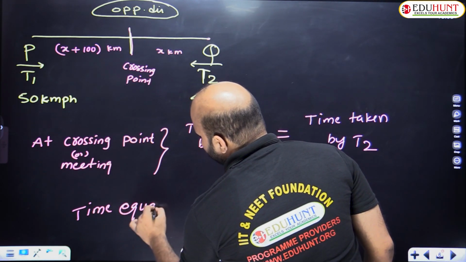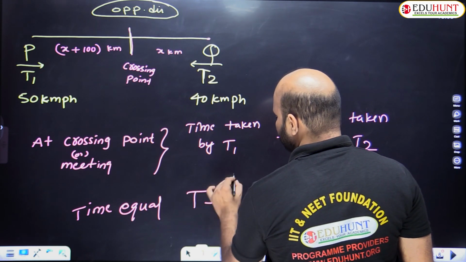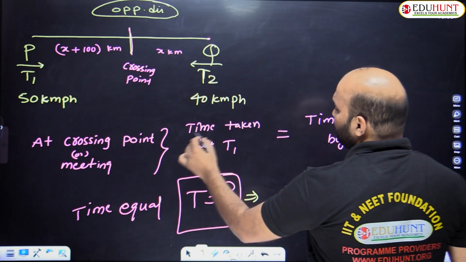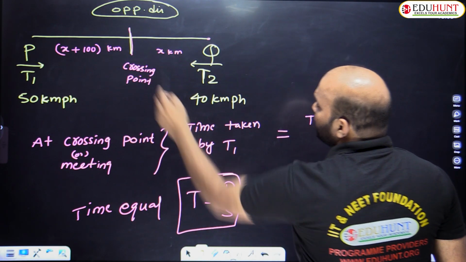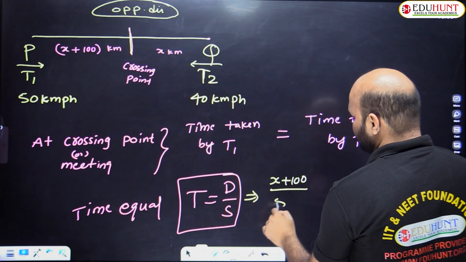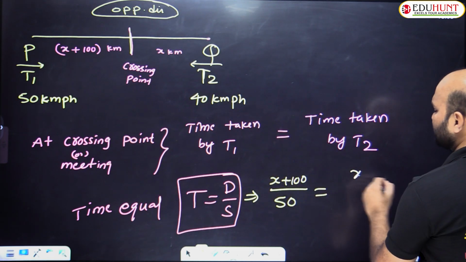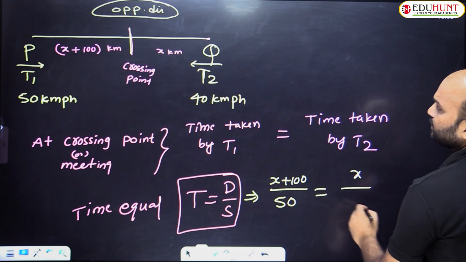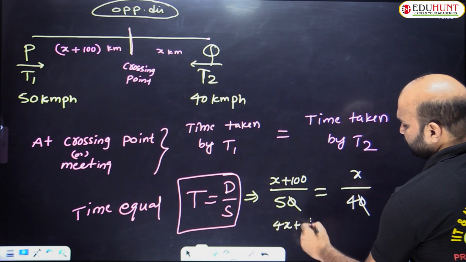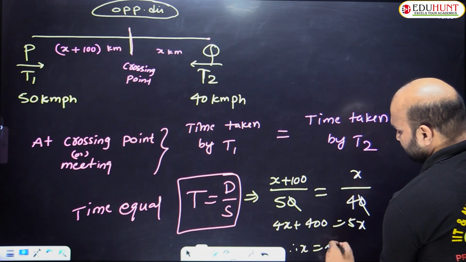So therefore, with time equal, we use the formula: time equals distance by speed. Am I clear? T1's distance from P to the crossing point is x plus 100, and the speed is 50, equal to the time taken by T2. For T2, distance by speed: x kilometers, Q to the crossing point, speed 40. Zeros cancel; according to cross multiplication, 4x plus 400 equals 5x. So therefore x equals 400.